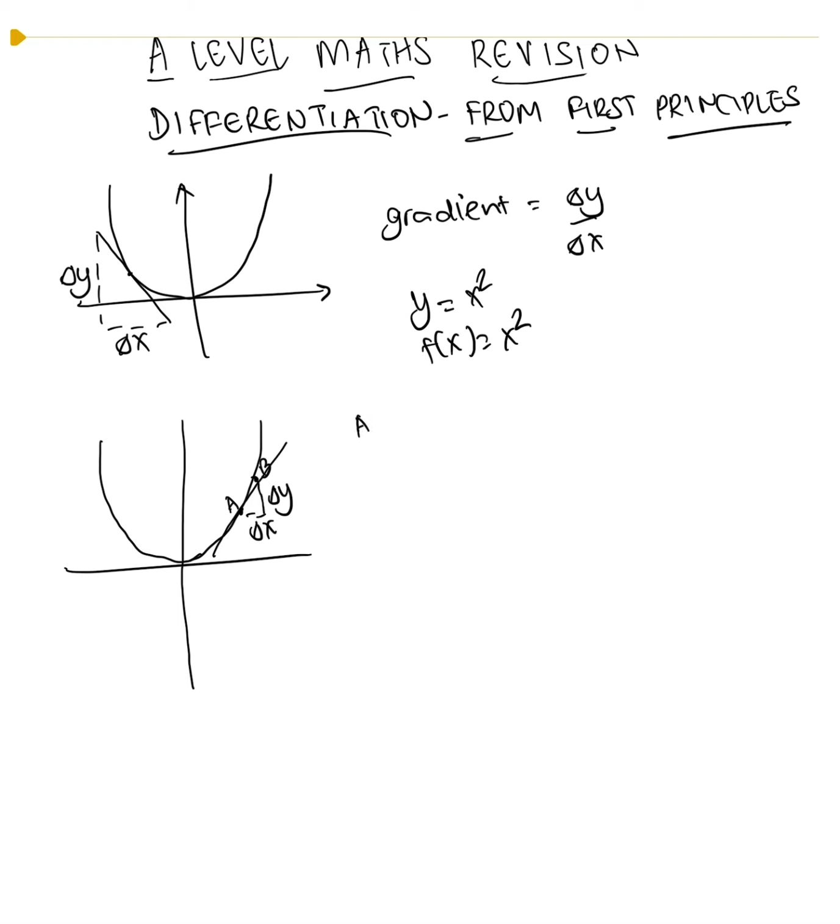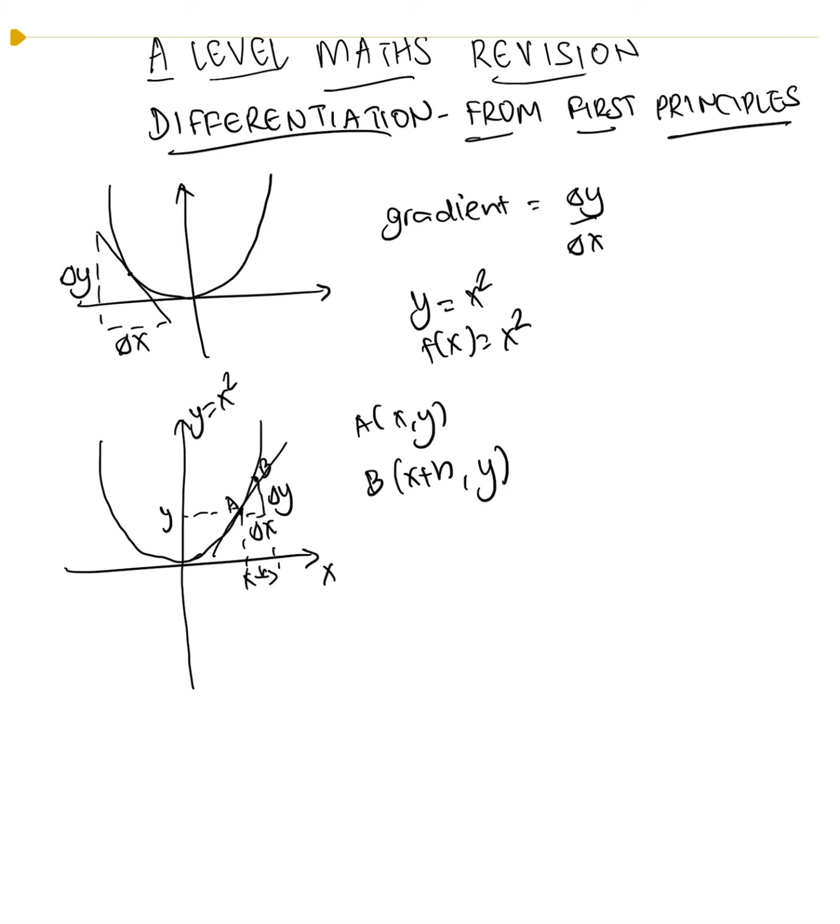So point A is a general point (x, y) on this y equals x squared graph. This is x and this is y. But point B is x plus h. So B is just h distance away from A. So x plus h is the x coordinate of point B, and it also has a y value.